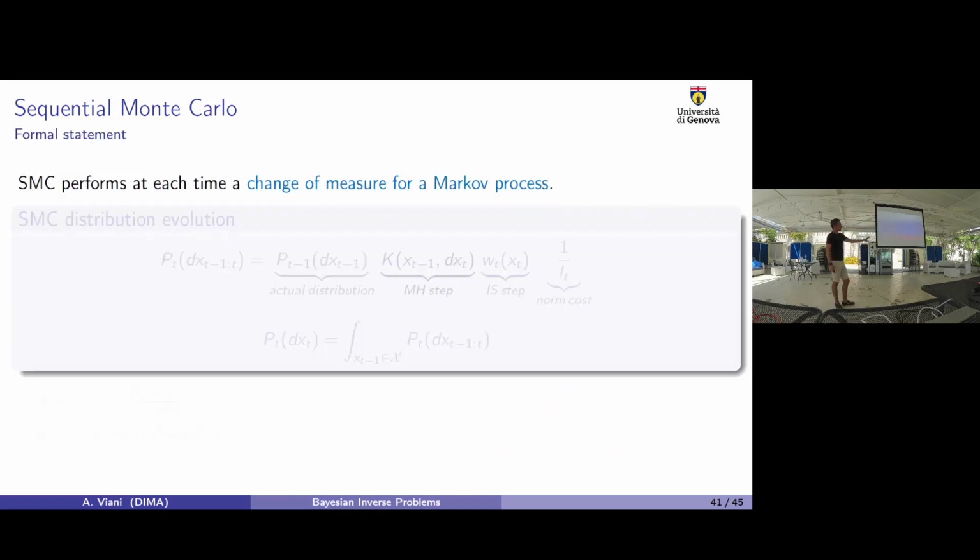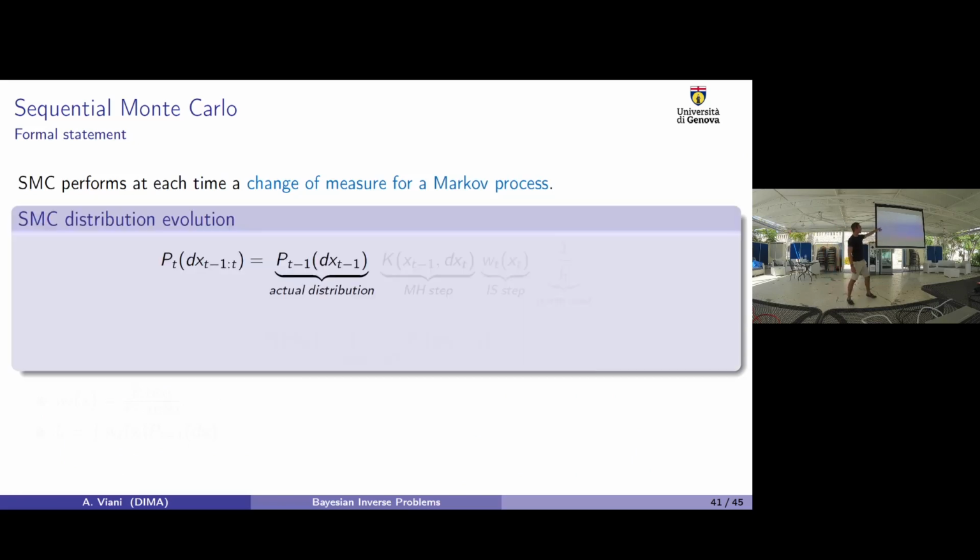Okay, so what we are doing is a change of measure, a measure for a Markov process. We start at time t minus 1. We are in the actual state. Then, as I said, we evolve using a Metropolis-Hastings step. So we use a kernel of Metropolis-Hastings. We evolve the particles, and then we import those particles into the next distribution. So we weight that particle. Of course, sometimes we don't have the normalizing constant, so we add the normalizing constant.